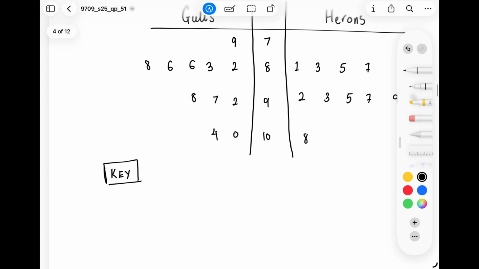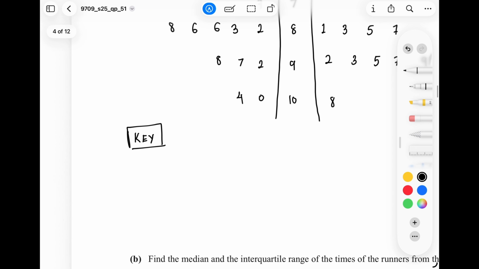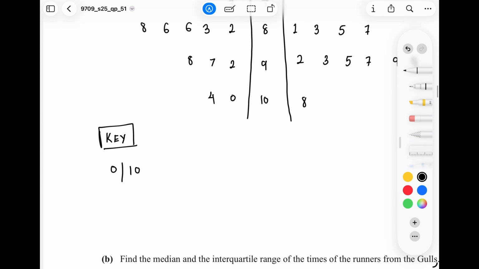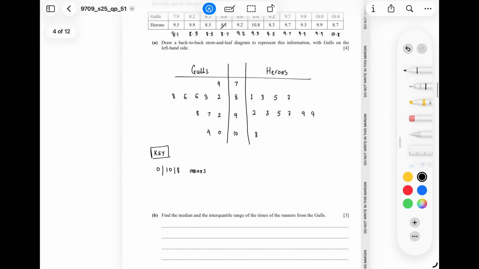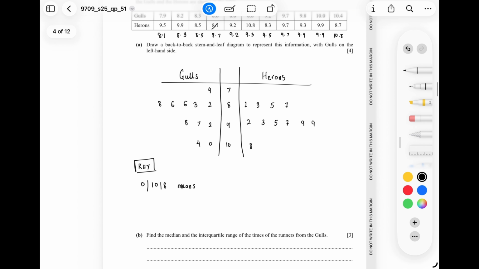So for the key, you just have to explain what it is. So we can just take the last bit, like 0, 10, and 8. You just have to explain what it means. So this means that this is 10.0, right? So this means 10.0, you have to add the units, it's in seconds for girls, and 10 point, wait, I did 10.8 for, yeah, I messed up, it's 10.0.